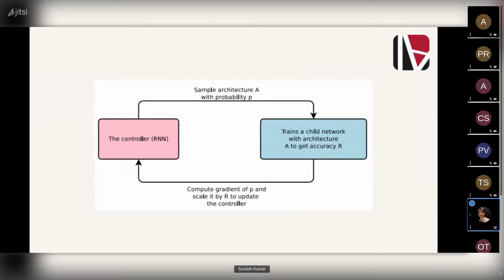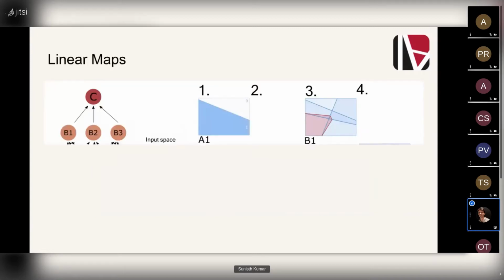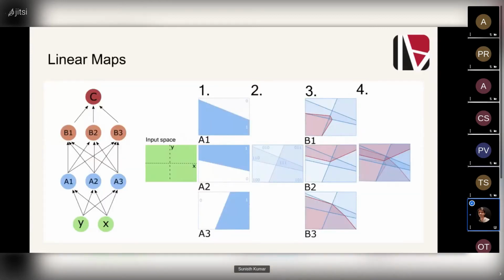Now, quick disclaimer. I'm not going to talk about the whole paper in detail. I'm going to cover only the main idea behind this paper and how this could be used. So just keep that in mind. Okay, so going next, let's first see the main idea behind this paper.